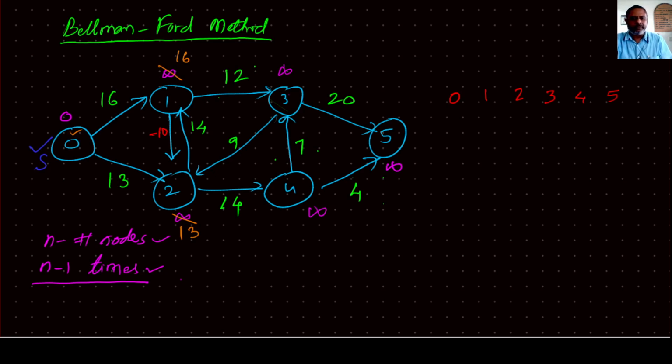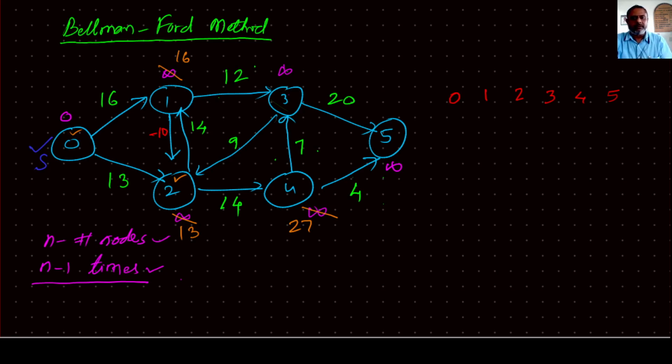The next thing to update is from node 2. From node 2 we can go to node 1. 13 plus 14 makes 27, but 16 is already there, so that's a better choice, let it be. Then from node 2 we can go to node 4. 13 plus 14 makes 27, and earlier we did not have any value, so 27 is the first answer we know, so let's remember it. So node 2's work is over.